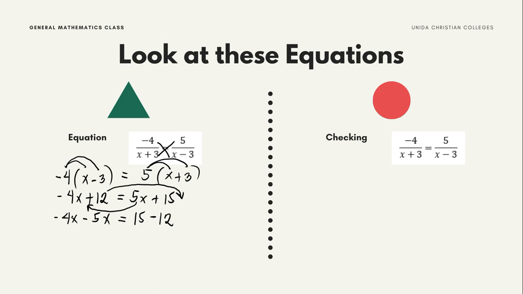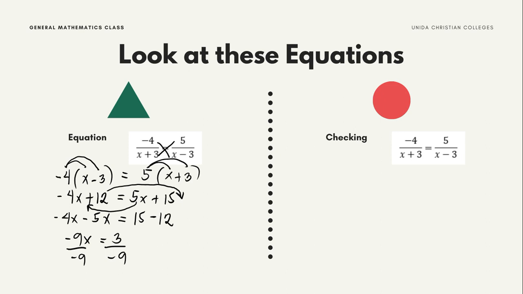Solve na natin. We have -4x minus 5x. So, since they are similar terms, just copy the variable and then solve for the leading coefficient. So, we have -4 minus 5, which is -9. So, we have -9x is equal to 15 minus 12. We have 3. At nakita mo na naman na merong kasamang leading coefficient si x na less than sa 1. So, ano ang gagawin mo? You will divide both sides by the leading coefficient of your variable.